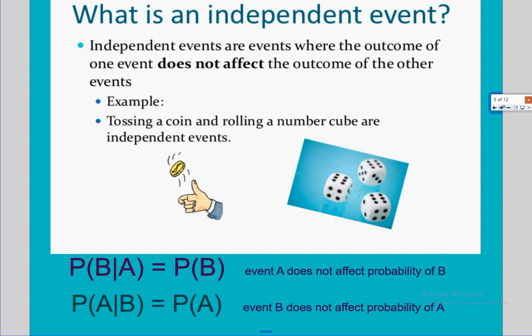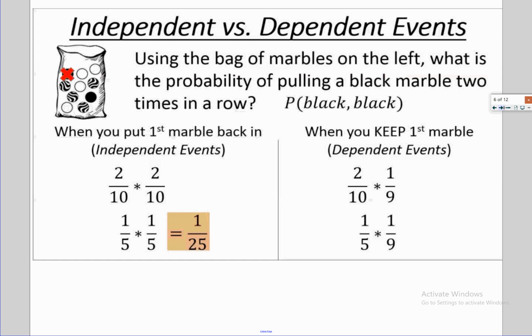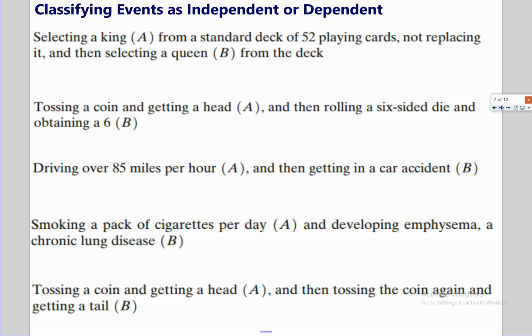So the first thing that we're going to do with this is we're just going to look at sets of events, and you might have to skip forward. Is it the next slide? Skip ahead 2 slides where it says classifying events as independent or dependent. All we're going to do is look at these 2 events, and we'll do the first couple together, decide if they're independent or dependent, okay? And then we'll talk later about how we're going to actually calculate the probability based on that.